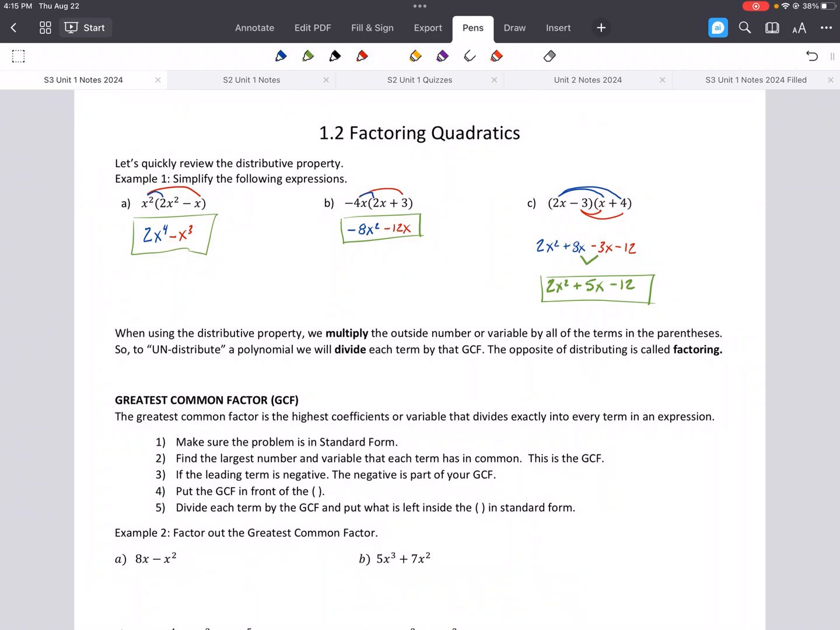Hey everybody, this is 1.2 factoring quadratics. This is just a quick review from last year. We're going to skip past this first part.